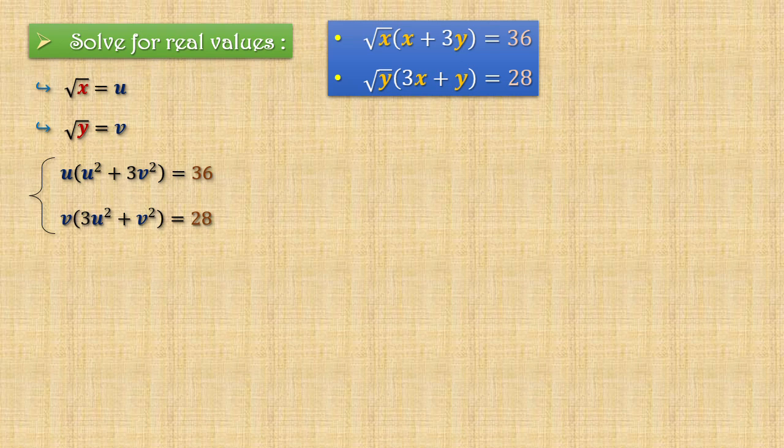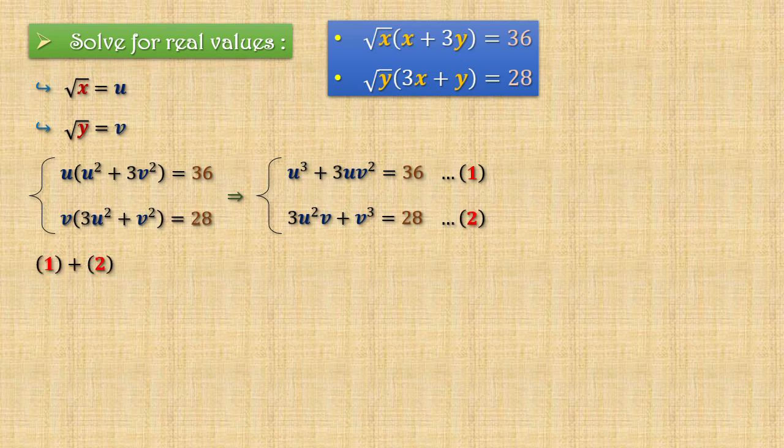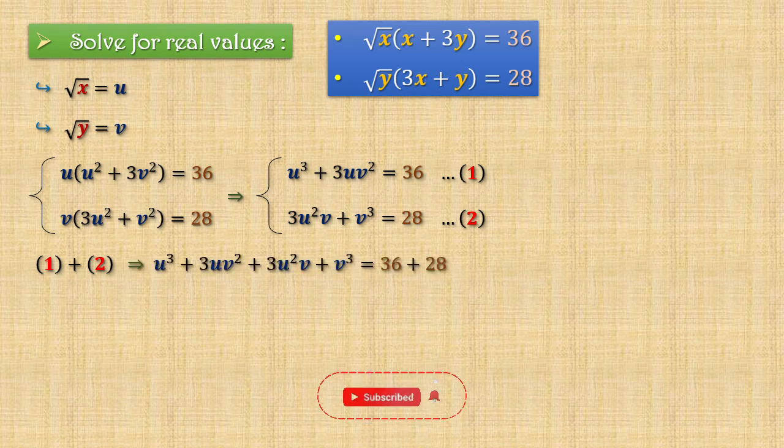We now expand each equation, so we get u cube plus 3uv square equals 36, and we note this as equation number 1. Beside that, we would have 3u square v plus v cube equals 28. We'll note this as equation number 2. Next, we add equation 1 and equation 2 to get u cube plus 3uv square plus 3u square v plus v cube equals 36 plus 28.